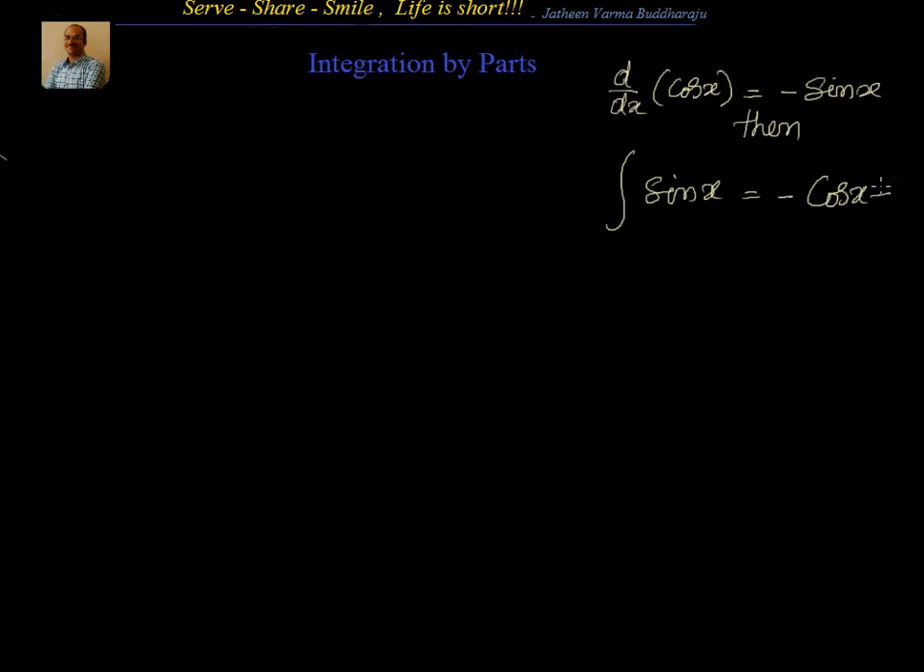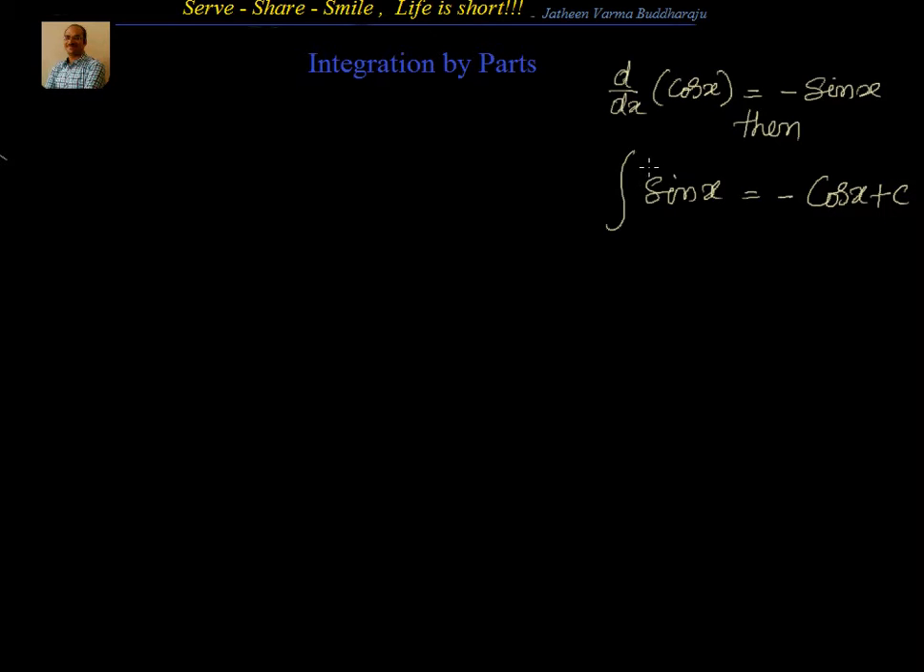So let's understand now what the meaning of integration by parts is, what the formula is, and how to derive that particular formula. Now we know that integration is anti-differentiation, and we started our integration, if you remember, by saying that if d by dx of cos x is equal to minus sin x, then the integral of sin x is equal to minus cos x plus c.